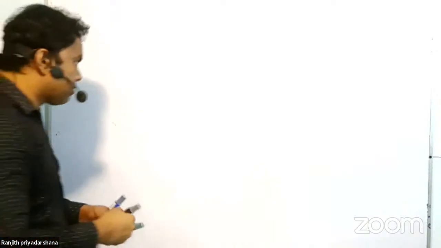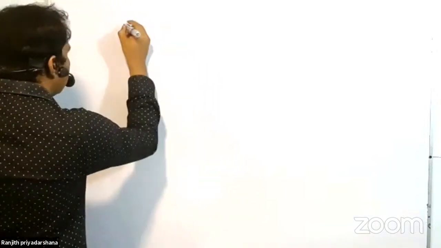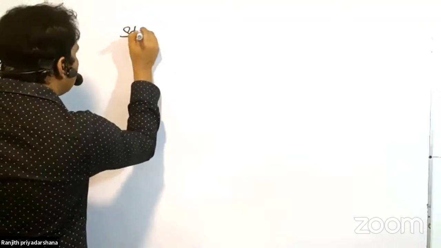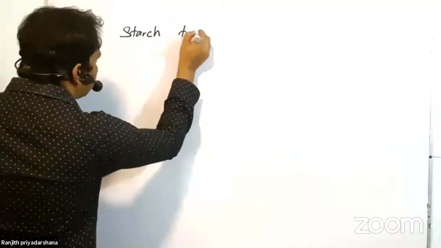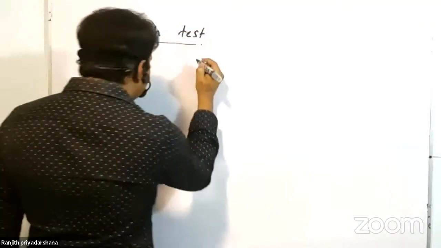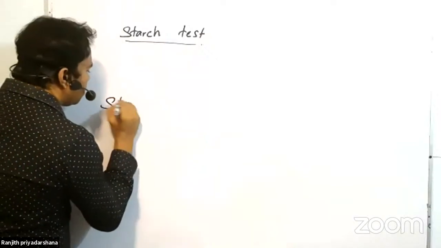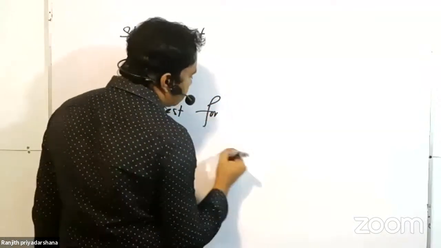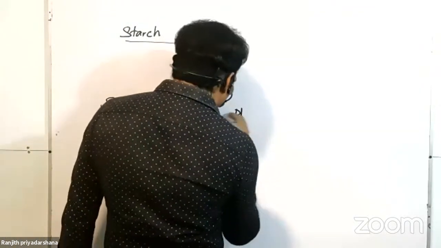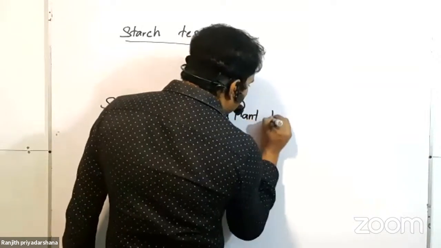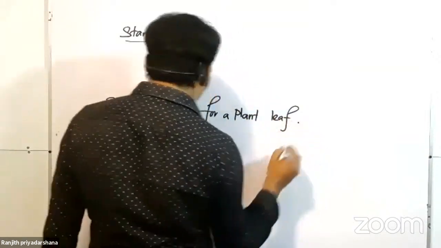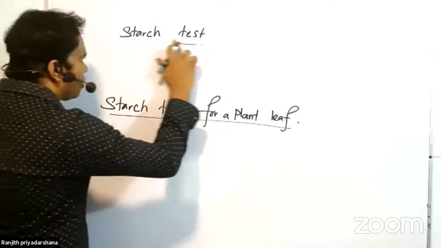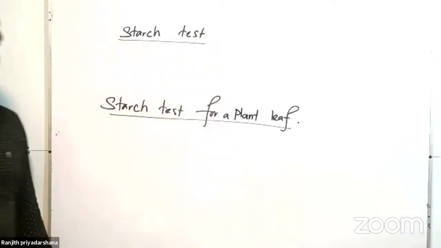Okay. Next, the starch test. So we are going to study the normal starch test. Next one, the starch test for a plant leaf. So these are the two titles we have to learn. Now keep your pens aside.